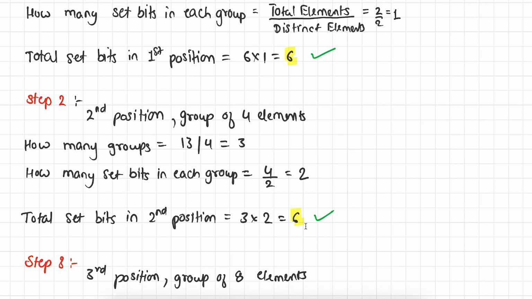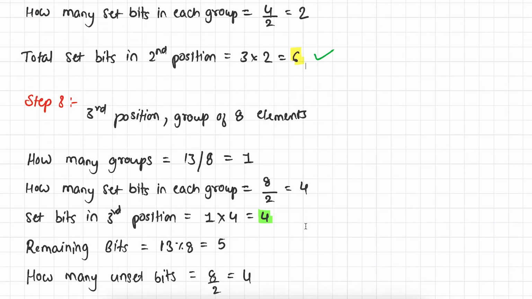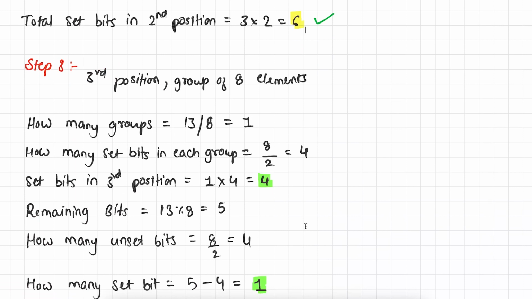Now only 2 positions are remaining. Let's see the third position. In the third position, we count the number of groups of 8 elements. We divide 13 by 8 and get 1, which means only 1 group is possible. How many set bits in each group? It's total elements divided by distinct elements: 8 divided by 2 is equal to 4. So the set bits in the third position are 1 into 4, because 1 group is possible and in each group there are 4 set bits. 4 into 1 is equal to 4.